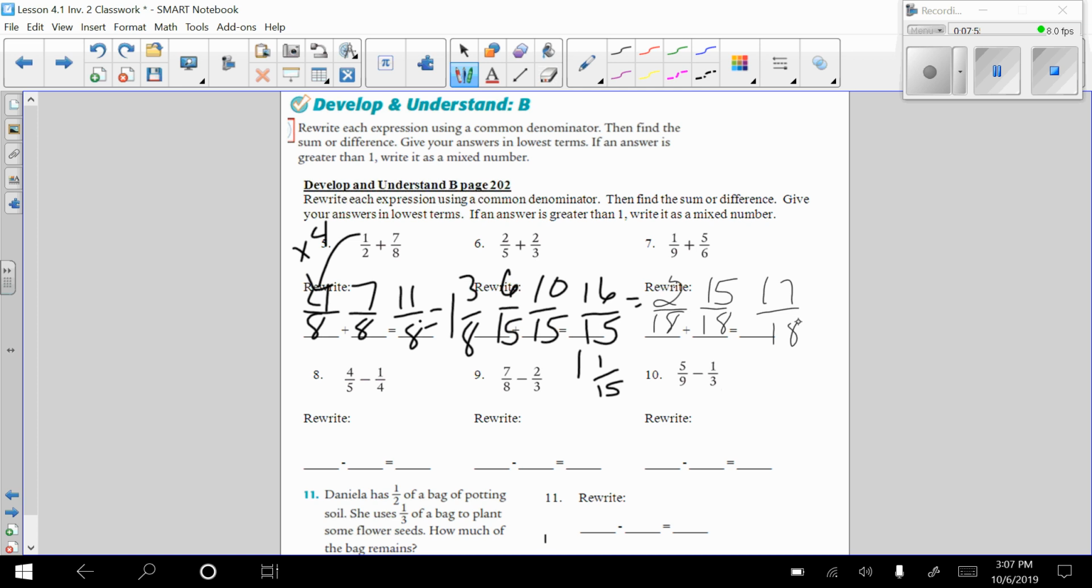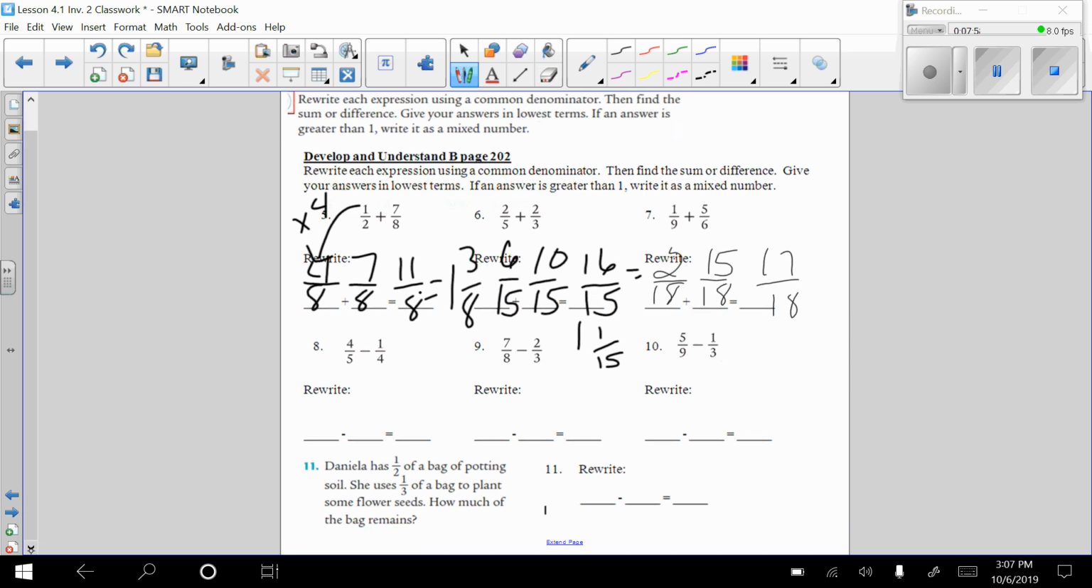The same thing happens with subtraction. It is no different than addition. You're still finding a common denominator. If you don't see it, you can multiply the denominators together or use your multiplication chart. 5 times 4 is 20. I'm going to use that as my common denominator.